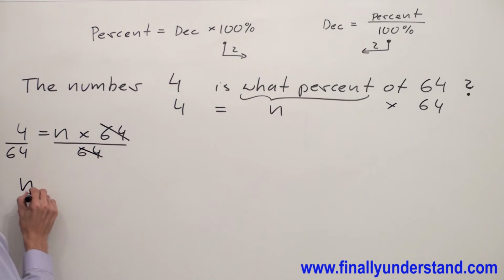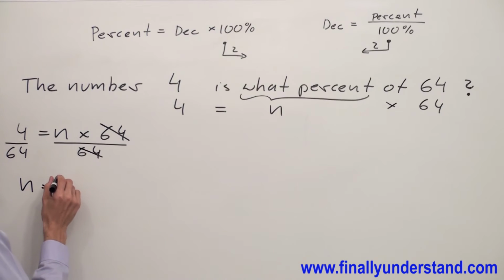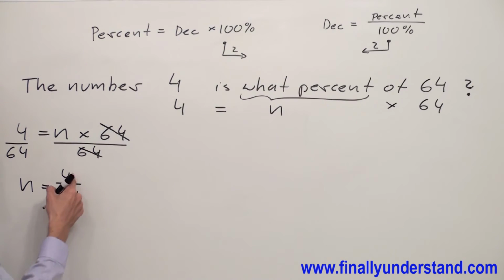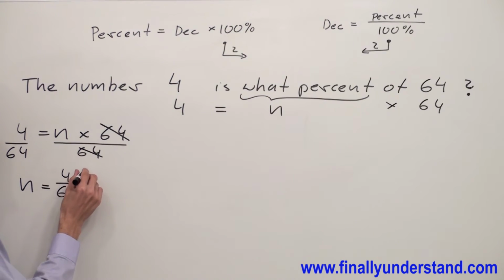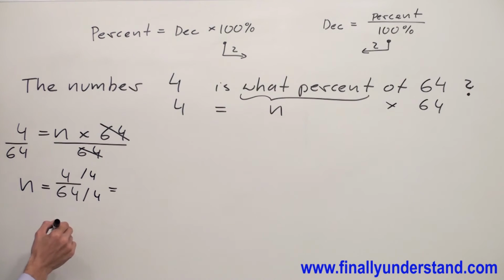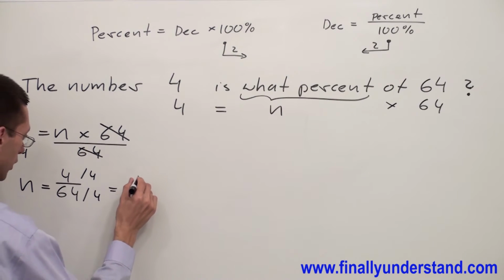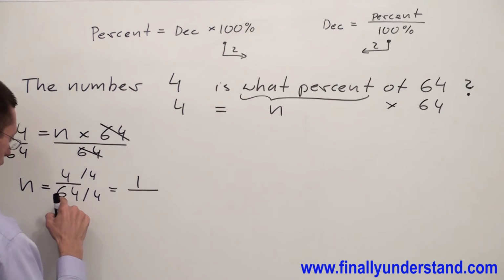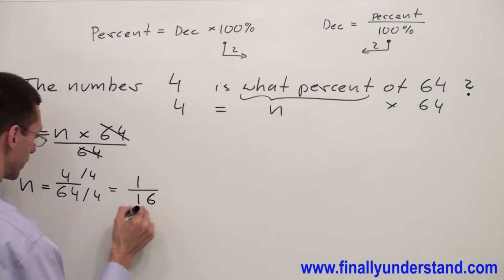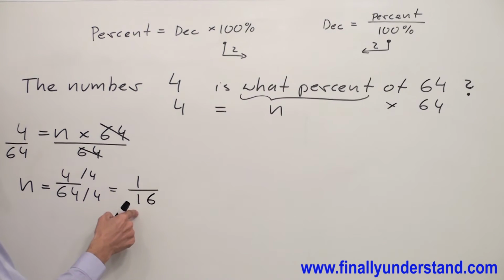Now, my problem is going to look like this: n equals 4 over 64. Now, before we go further, check if we can reduce the fraction. 4 and 64 are divisible by 4. 4 divided by 4 is 1. 64 divided by 4 is 16. Okay? Now we got a fraction.